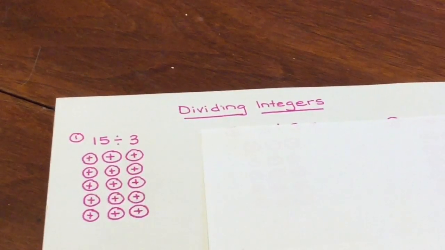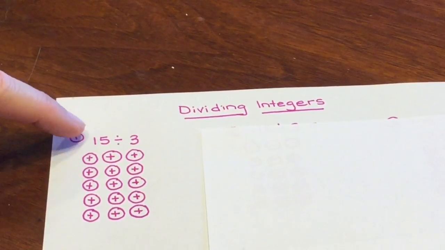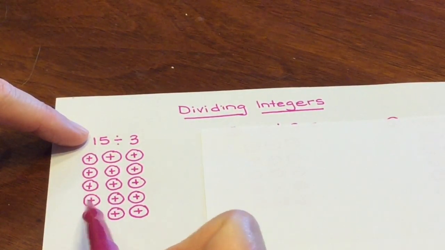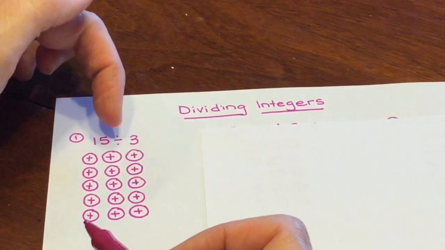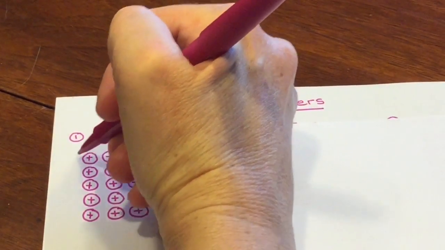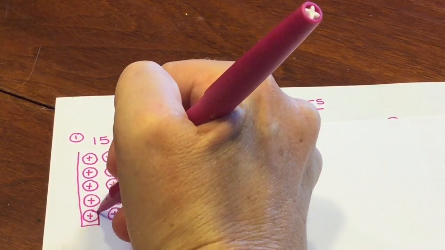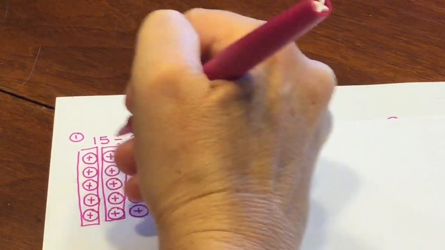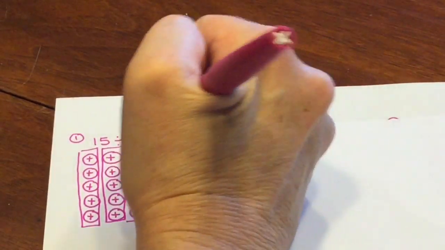Okay, I know you already know the answer to this. You know that 15 divided by 3 is 5, but let's talk about what it means. We have a positive 15, so I've already gone ahead and put 15 positive integer counters on there. If we're dividing it by 3, we're putting it into 3 equal groups. So I'm going to draw a box around each of our 3 groups that are separated out. So we have 3 groups and there's 5 in each group.